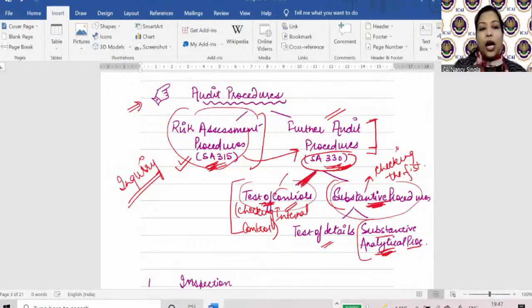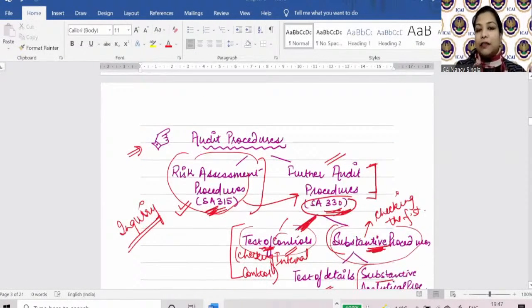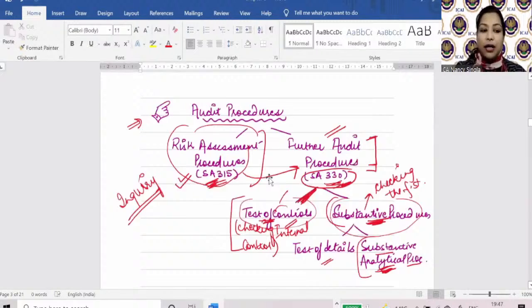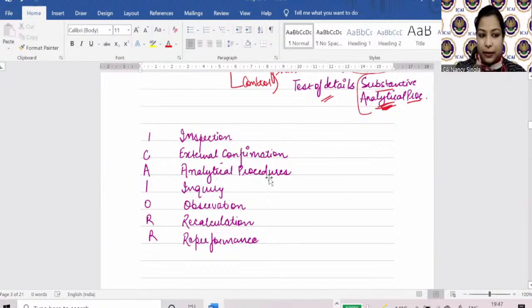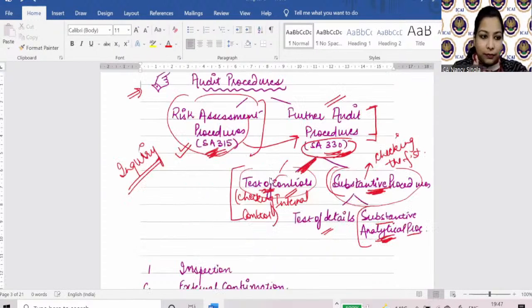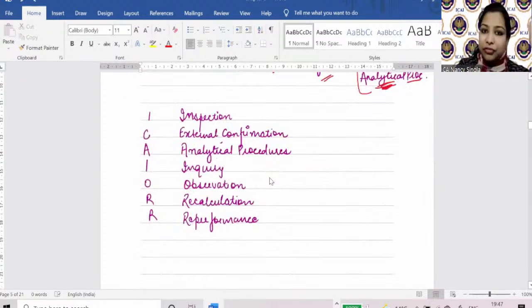Now, what are the audit procedures that have been given by SA 500? So there are 7 audit procedures. So I have made a mnemonic for this. If you find it good, you may use it. If you get confused, you may ignore it.